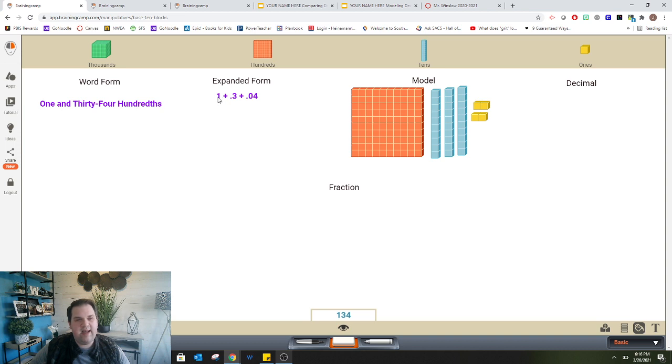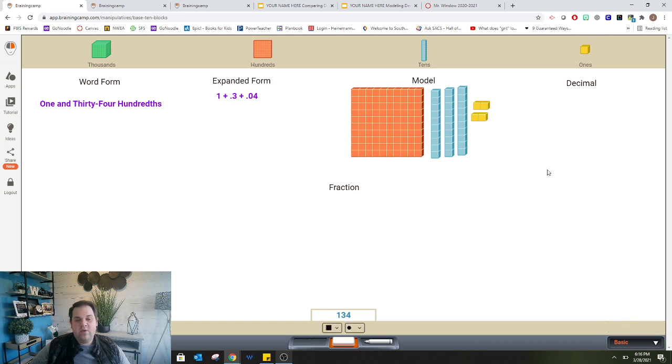Notice we've got 1 whole by itself. We've got the 3 tenths here by itself as an addend, and then the 4 hundredths by itself as an addend. Remember, when you're representing hundredths, there's no tenths, so there's going to be a 0 in that tenths place. Now what do you think the decimal would be for this model, this expanded form, and this word form? Think about that and enter it into play. Pause it now.